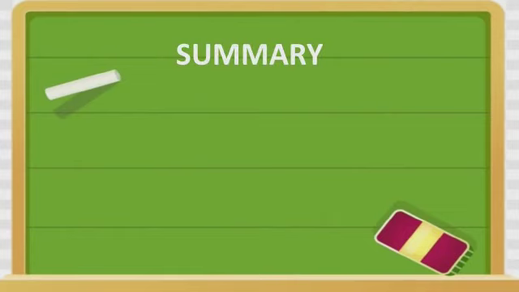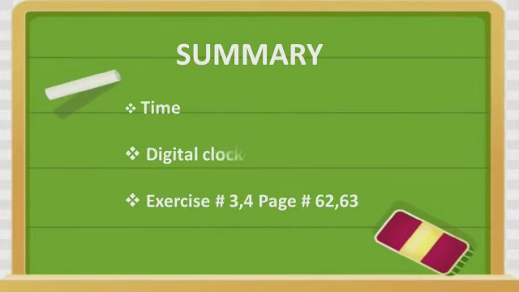I hope you must have understood today's lesson. So let's summarize it once again. In today's lesson, we have discussed time, how to identify the hour and minutes hand on a clock, and we have discussed the digital clock, how to read the time on a digital clock. We have solved exercise number 3 and 4 on book page number 62 and 63. I hope you must have understood.